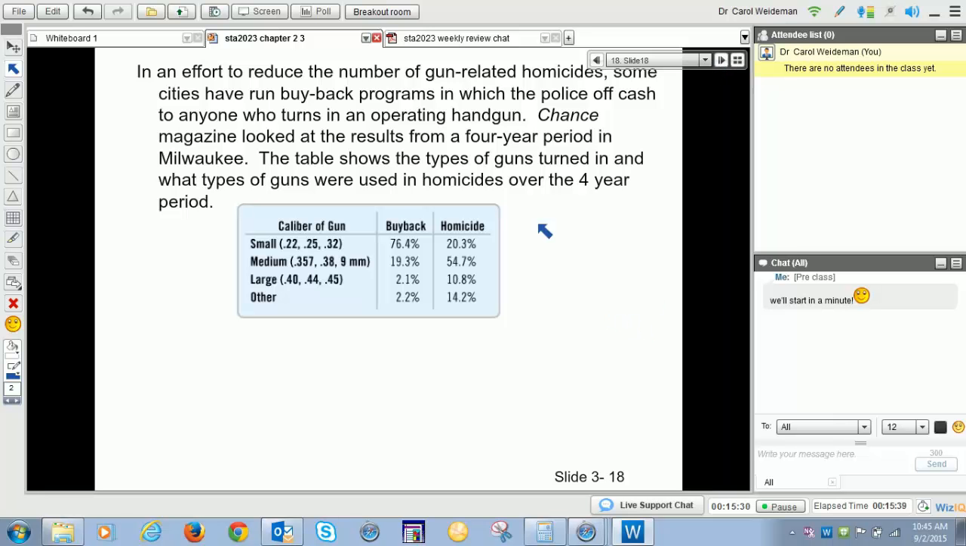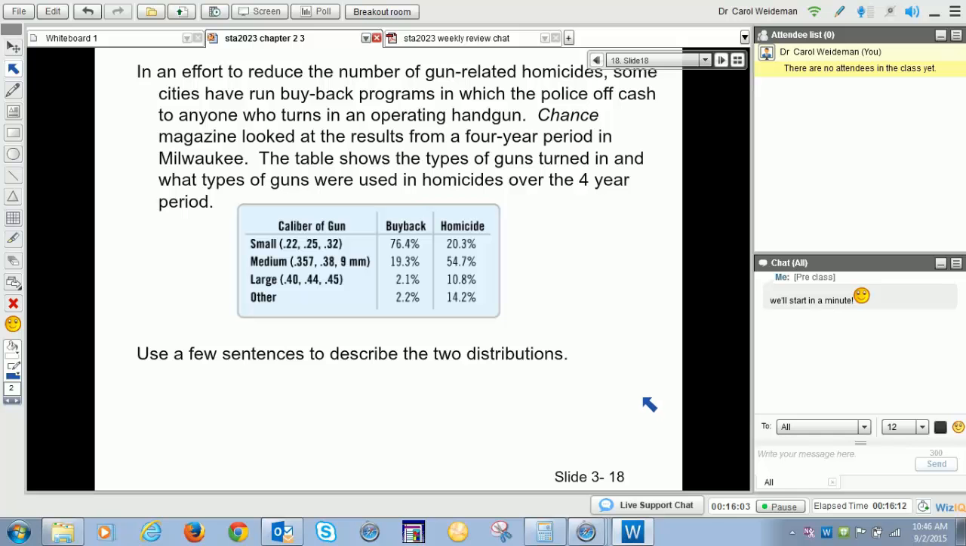Okay, another example. In an effort to reduce the number of gun-related homicides, some cities have run buyback programs in which the police offer cash to anyone who turns in an operating handgun. Chance Magazine looked at the results from a 4-year period in Milwaukee. The table below shows the types of guns turned in and the types of guns that were used in homicides. So here's the gun types, here's the distribution on the buyback program, and here's the distribution of guns used in homicides. Write a few sentences to describe the two distributions.